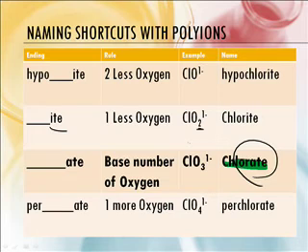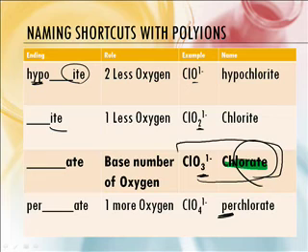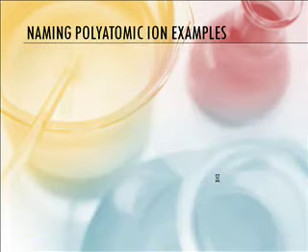Now, hypo means less, like if you're hypothermic, that means you've got less heat, and if you're hypoxic, you have less oxygen than you need. So hypochlorite is less than ite, it loses 2 oxygens. And if it says per at the front, that's like hyper, meaning more than, so it gets 1 more oxygen than the ate. If you just memorize the ate, you're good. You can build everything else from there.